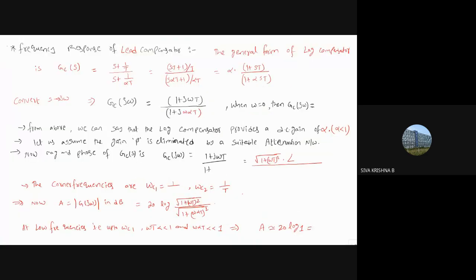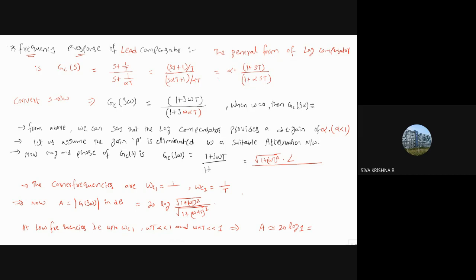This is the general form of the lag compensator, that is (s plus 1 by T) by (s plus 1 by alpha T). Whenever you want to go for a frequency response, you just need to convert s to j omega. Before that, you have to convert it into standard form. Standard form is nothing but 1 plus s tau. This is the standard form.